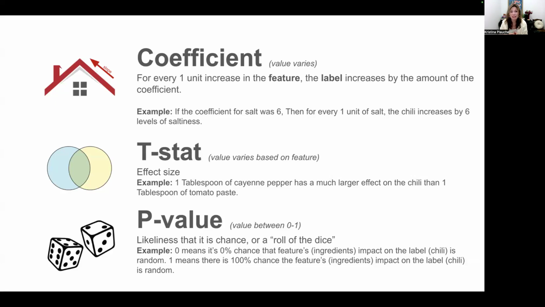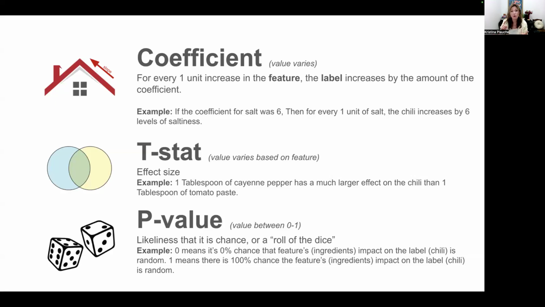P-value is the likeliness that the results for this feature are due to chance. Is it random that adding more salt makes the chili saltier? No. There is 0% chance that the increased saltiness is a fluke. So 0 is good. That's what we want for p-values. 1 means there is a 100% chance that this is random. You might as well roll the dice when making this choice because it has no predictable impact on the outcome.